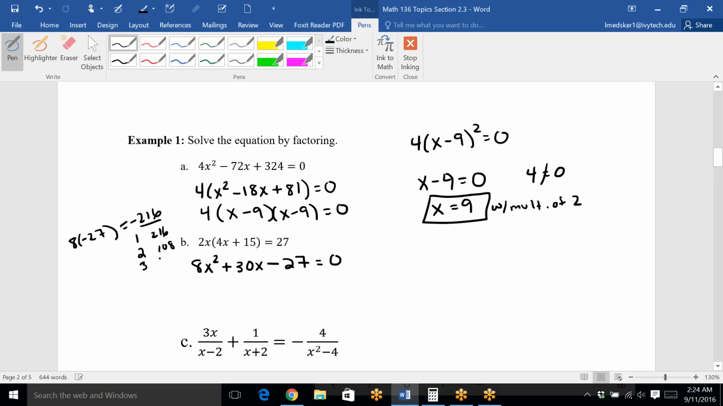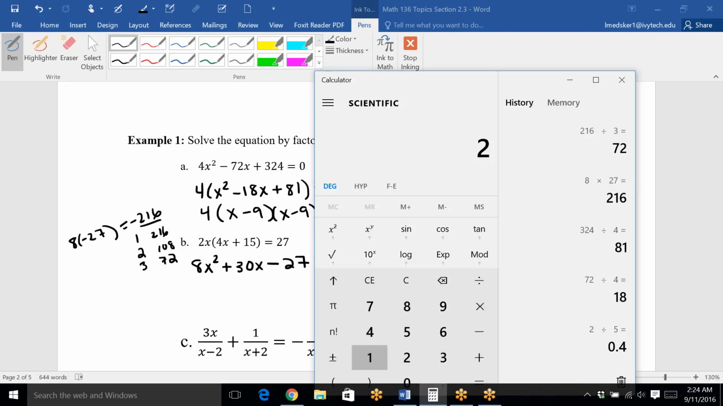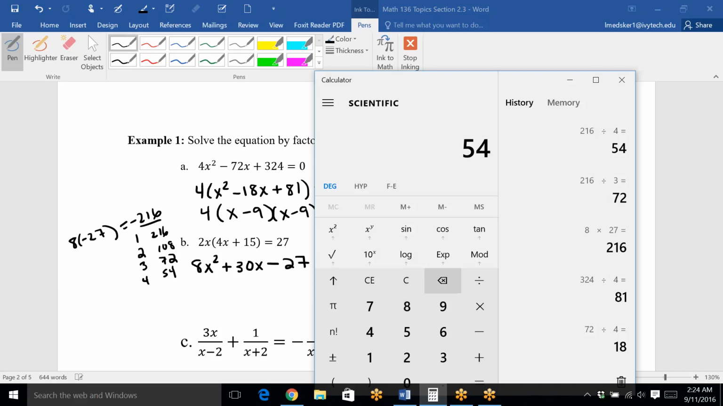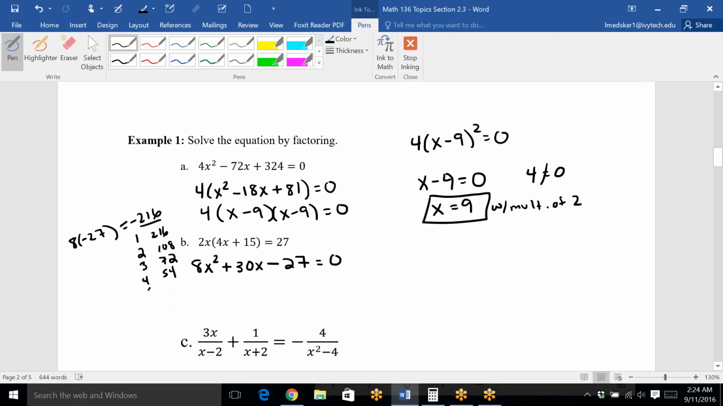72. Does 4 go into it? I have a feeling this one's going to have a lot of factors. 4 and 54. And 5 won't go into it because it doesn't end in a 5 or a 0, but does 6 go into it? 6 and 36.